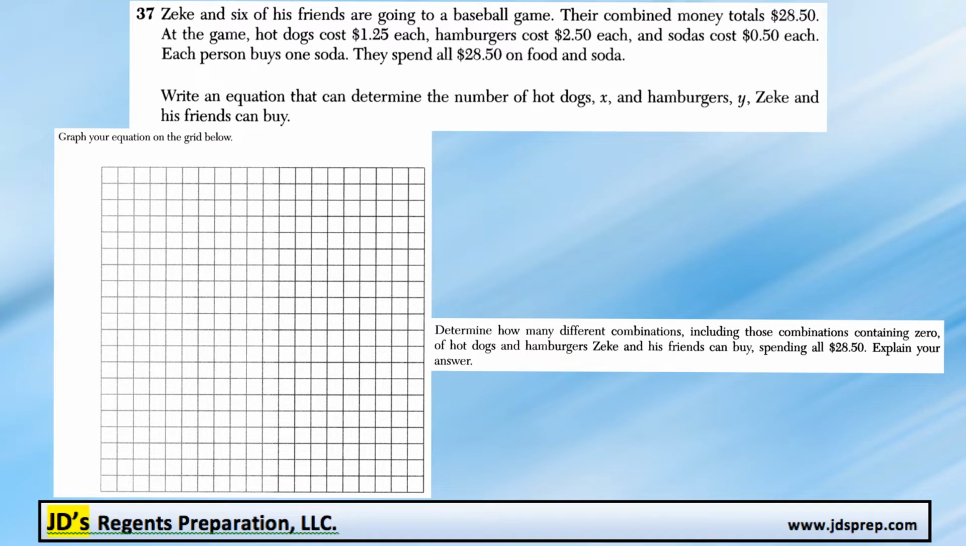Welcome to the final question from the August 2017 Algebra Regents exam, question number 37. So we've got Zeke and 6 of his friends going to a baseball game. Combined money totals $28.50. At each game, hot dogs cost $1.25 each, hamburgers cost $2.50 each, and sodas cost 50 cents each. It also tells us that each person buys one soda, and they spent all of their money on all the food and drinks.